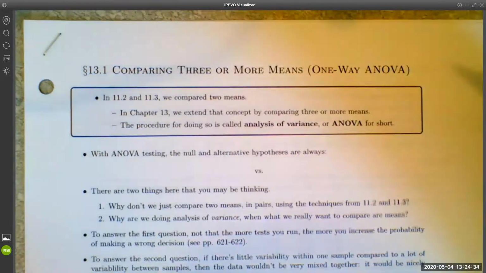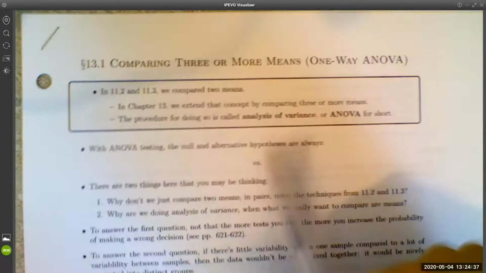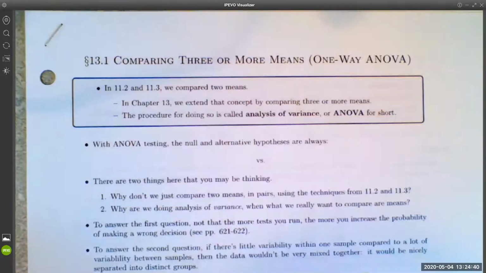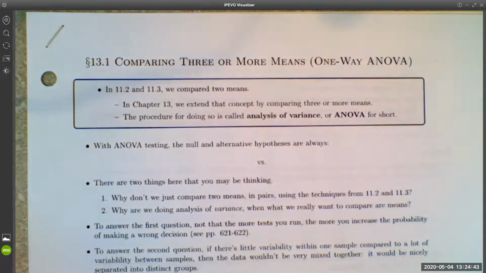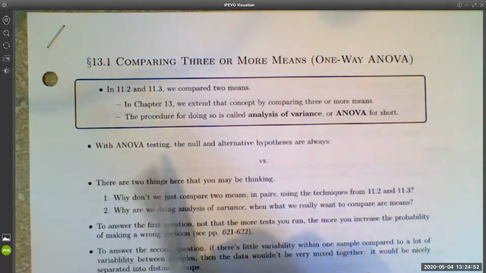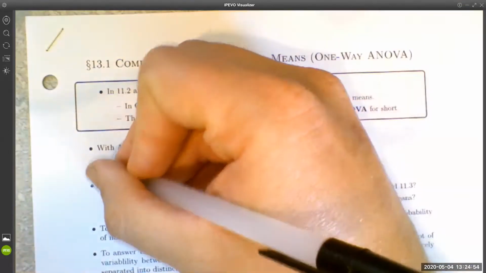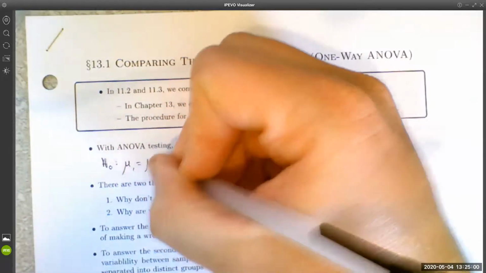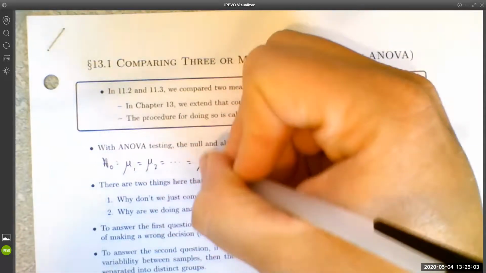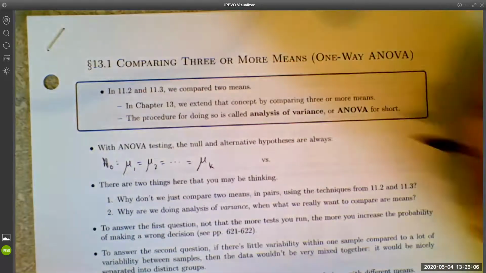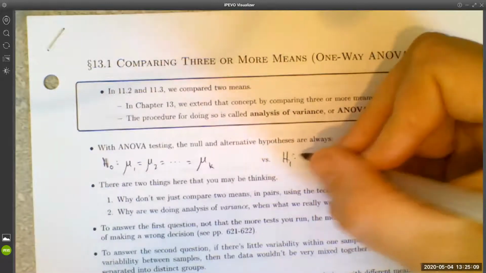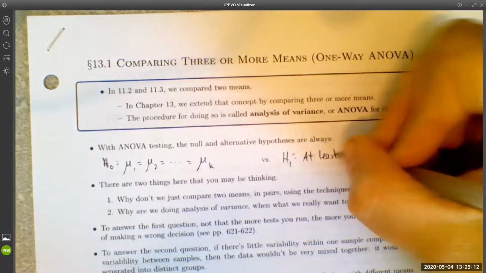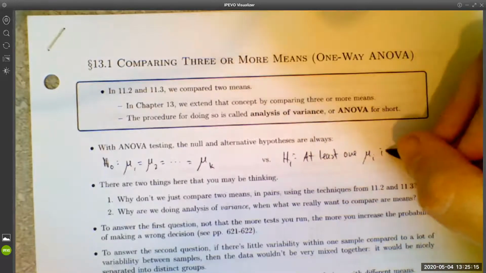Okay, so with ANOVA testing, oh, by the way, ANOVA is short for analysis of variance. And we'll talk a little bit about why we do an analysis of variance in order to determine if the means are the same or different. But for now, let's just say with ANOVA testing, the null and alternative hypotheses are always the same, right? The null hypothesis is always that mu1 equals mu2 and so forth, all the way up to mu k, for however many means you're testing. And then the alternative is that at least one mean is different from the others.